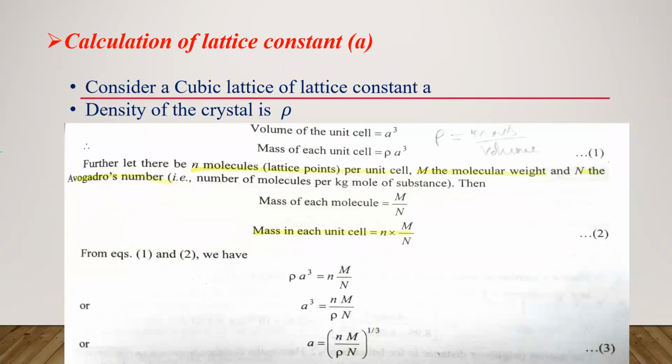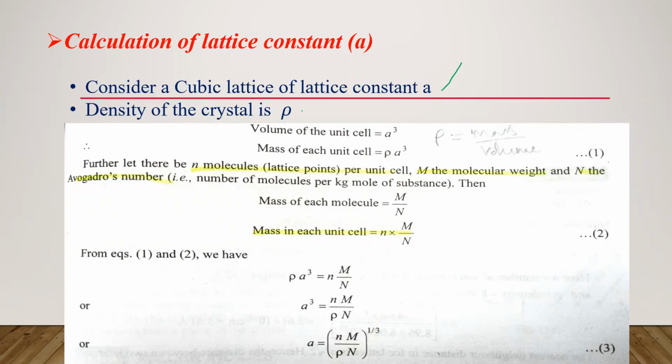So for a cubic crystal, what would it be? A equal to B equal to C. All are equal, all axial lengths are equal. Hence we can take it as A. I took it as A. The lattice constant is A for my cubic structure.